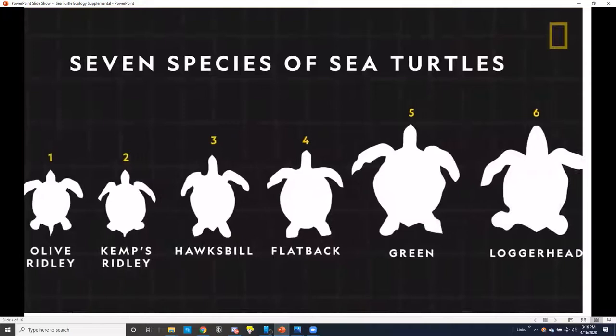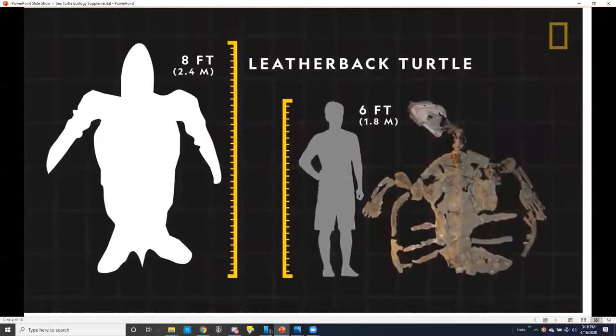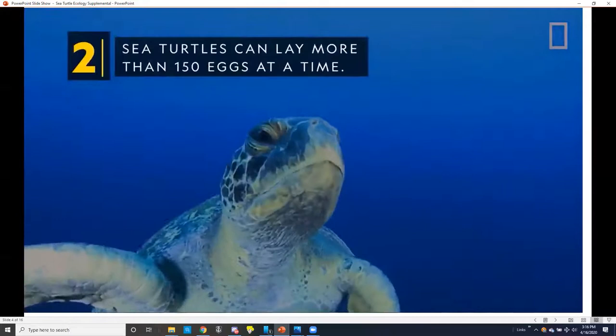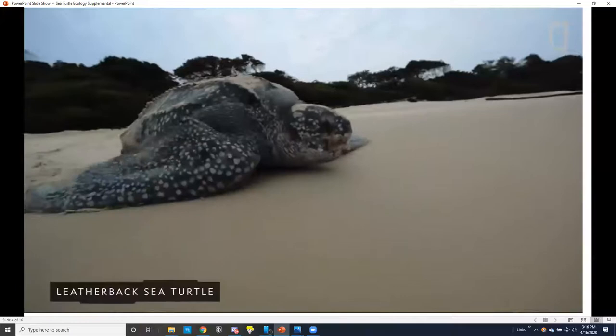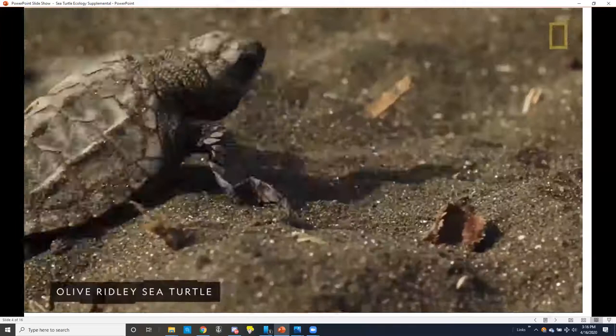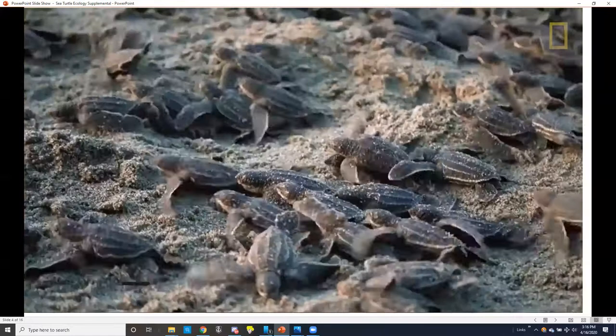Today, there are 7 species of sea turtles, with the largest being the leatherback. Growing as long as 8 feet and weighing up to 2,000 pounds, it is larger than known fossils of its prehistoric ancestor, D. padillai. Sea turtles can lay more than 150 eggs at a time. Called a clutch, these large egg deposits help ensure the survival of sea turtle hatchlings. Once a female lays her eggs, she returns to the sea, leaving her hatchlings to fend for themselves. Fewer than 0.1% of hatchlings survive to adulthood, in part due to numerous predators on the beach. Emerging in large numbers increases the chance that some will survive.